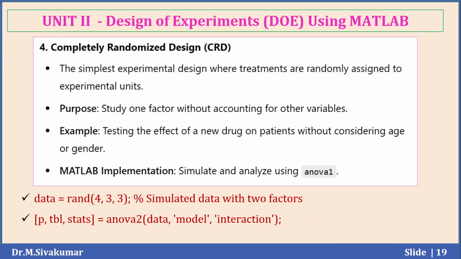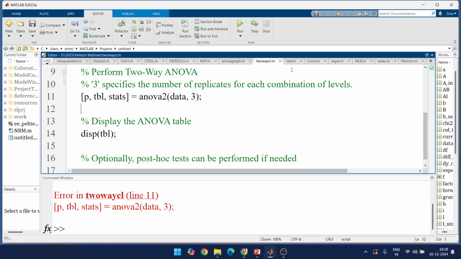And then the third one is the completely randomized design, which is called CRD. It is the simplest experimental design, where treatments are randomly assigned to experimental units, and the purpose is to study one factor without accounting for other variables. An example is testing the effect of a new drug on patients without considering age or gender. Now we can see this MATLAB example following this code. This is the CRD method.